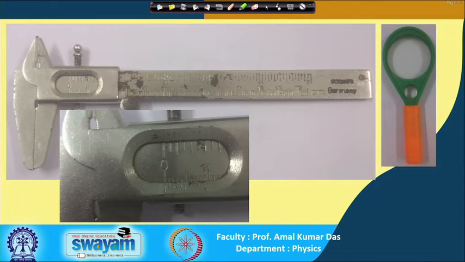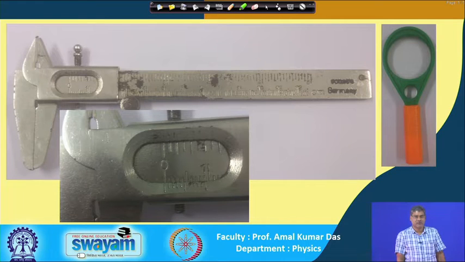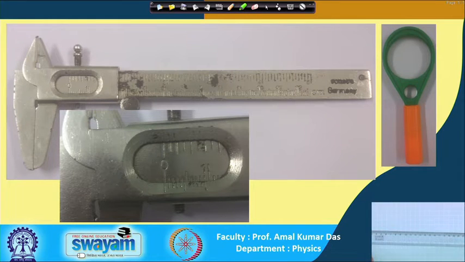Next, first we will discuss the slide calipers. Class 11 students do this experiment, but I will discuss it once more, because in whole life, for most experiments, we need this instrument, and we should have a clear idea of how to use it and what its significance is. So let us start with the meter scale.